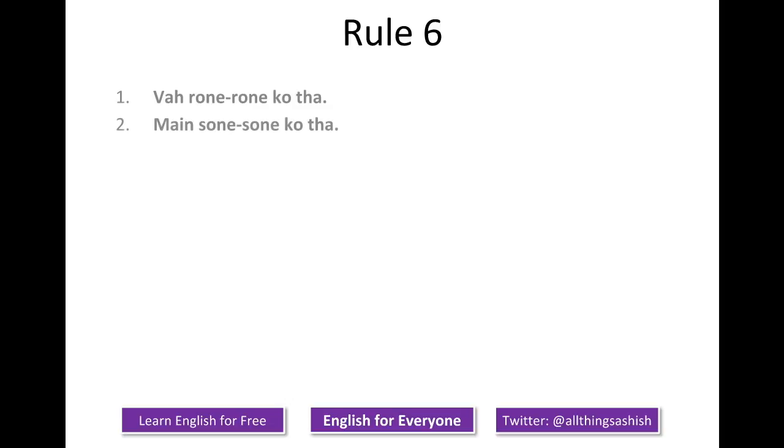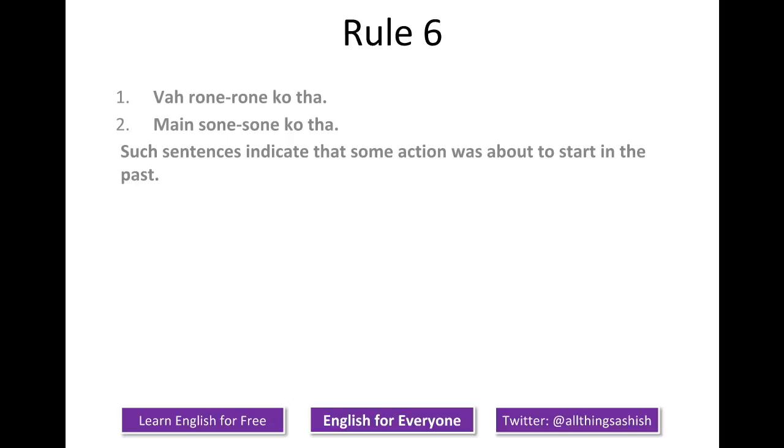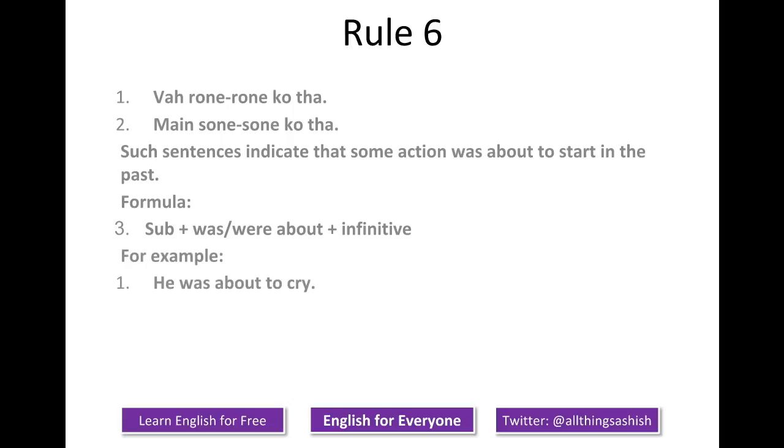Let's look at rule number 6. वह रोने रोने को था. मैं सोने सोने को था. Such sentences indicate that some action was about to start in the past. Formula for translating such sentences: subject plus was, were, about plus infinitive. For example, he was about to cry. I was about to sleep.